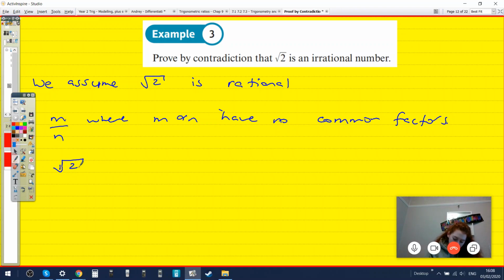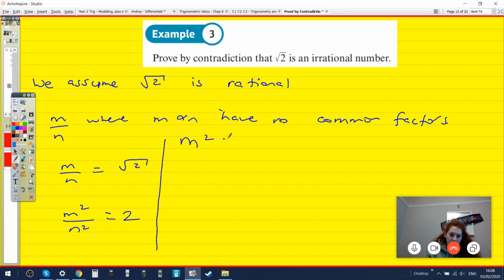And what would you do after that? Would be times across the n squared. Yes, so that was equal to root 2. Maybe I'll just do that first. m over n equals root 2. And so, when you times across, what do you get? We'll have 2n squared. So m is equal to m squared over n squared.